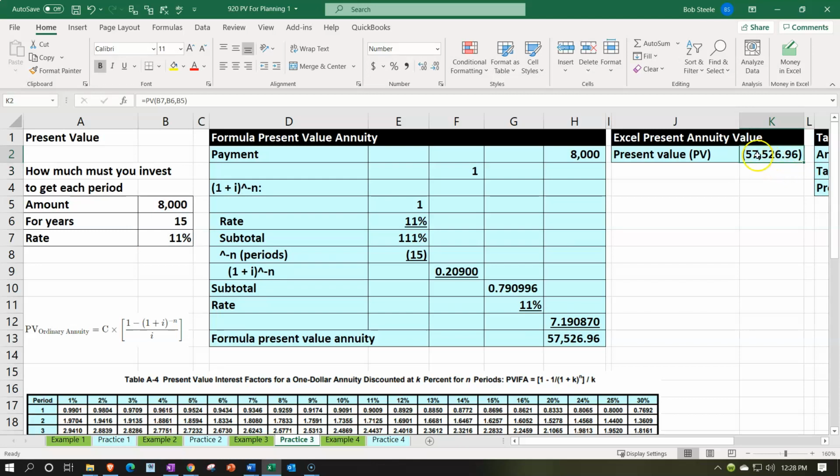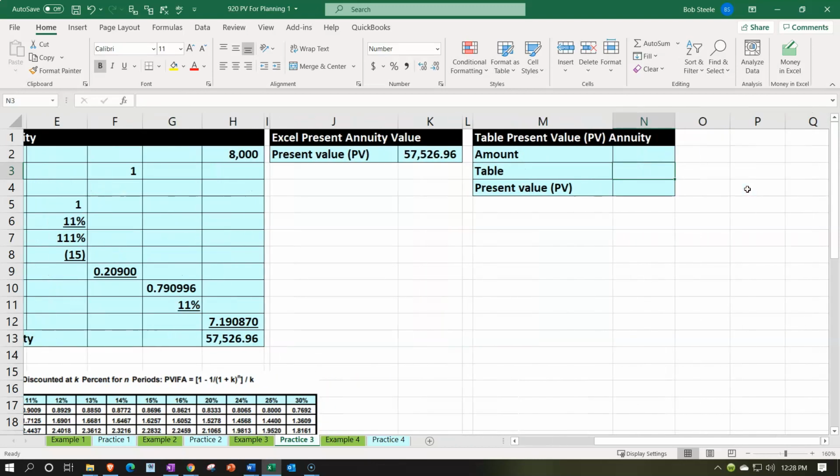So let's go ahead and double click on it. I'm going to put a negative before the P. So we have it there again. Let's do it with a table now.